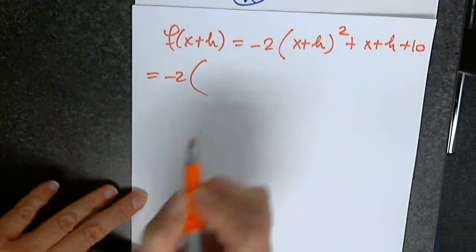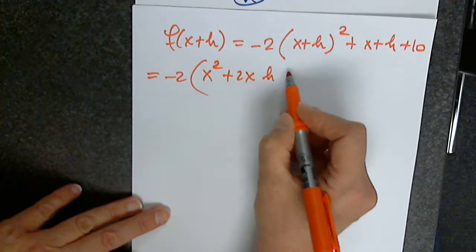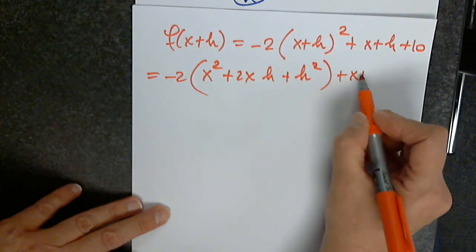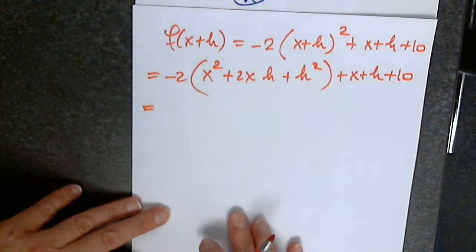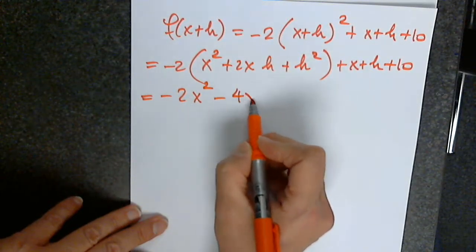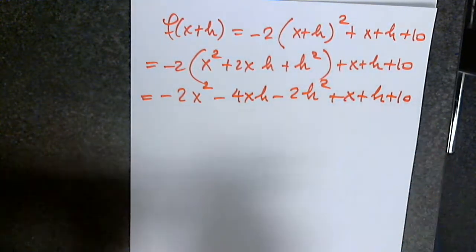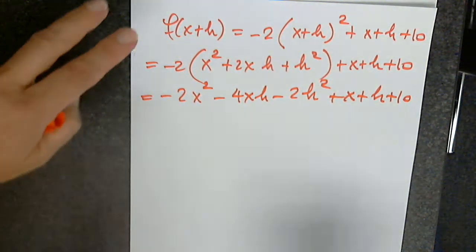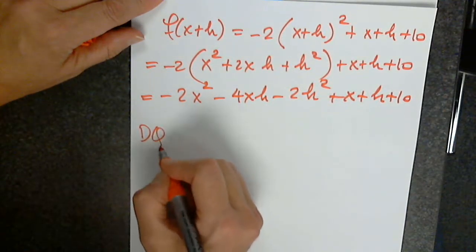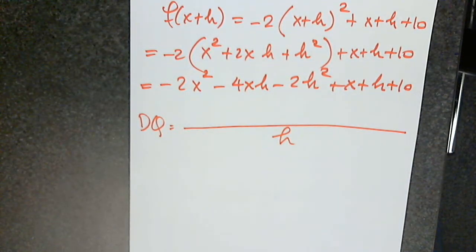So negative 2 outside, and in parentheses, what do I write? Yes? Very good. Excellent. So negative 2x squared, negative 4xh, negative 2h squared plus x plus h plus 10. No one can simplify this. But now I have the third piece of the difference quotient. And that's all I needed to simplify, to get it and simplify it later.